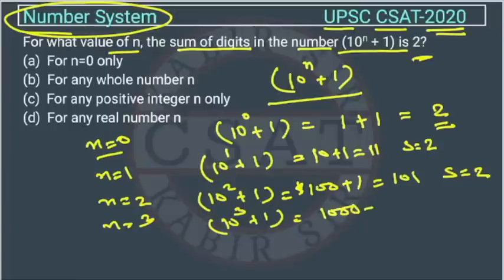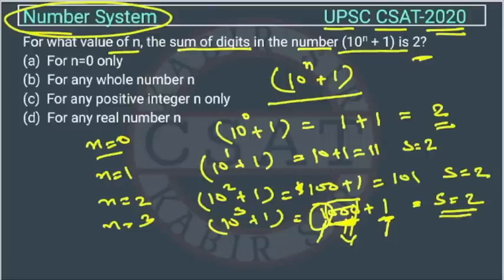So if you are seeing that we are getting, no matter what power we are taking, this one will remain constant and this one will remain constant, so the sum of digit will be always 2, because other digit will always remain 0, so other digit won't affect, right, so the sum will remain always 2, right.